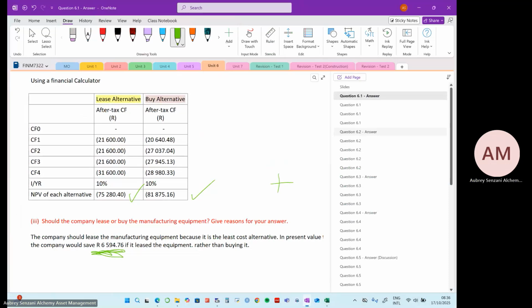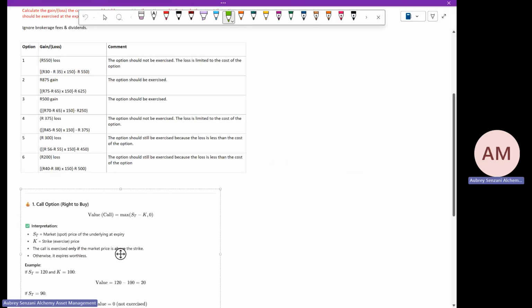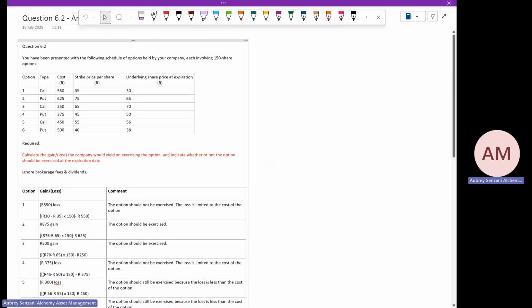Yeah. I'll erase that stuff before sharing it with you guys. So we now come to 6.2. 6.2. Oh, is my watch?